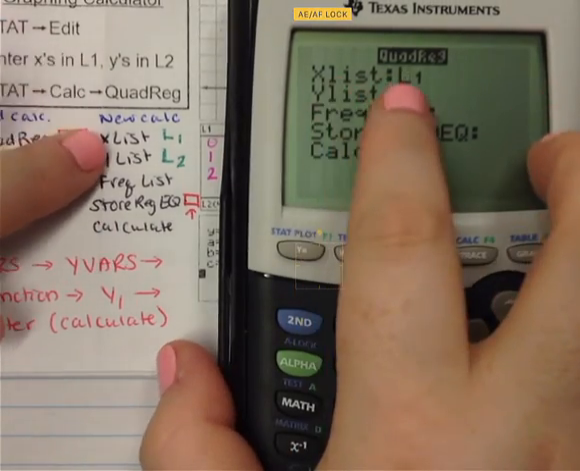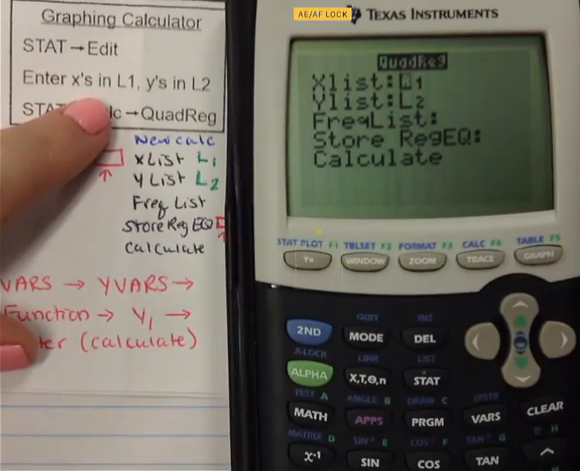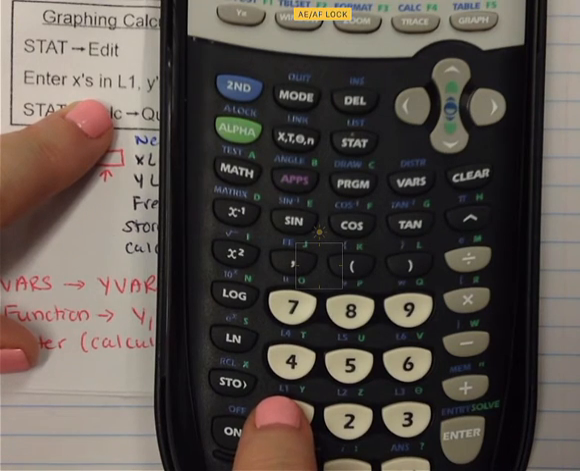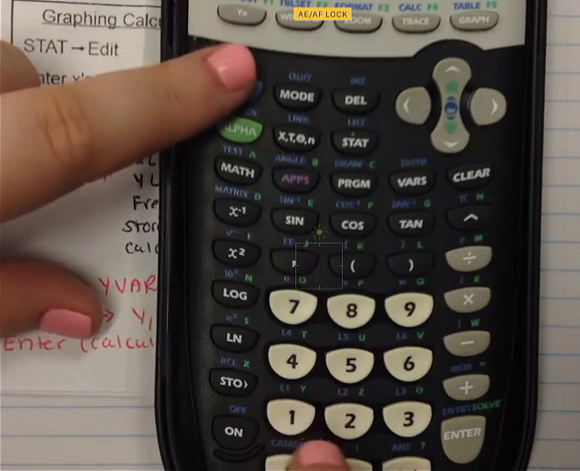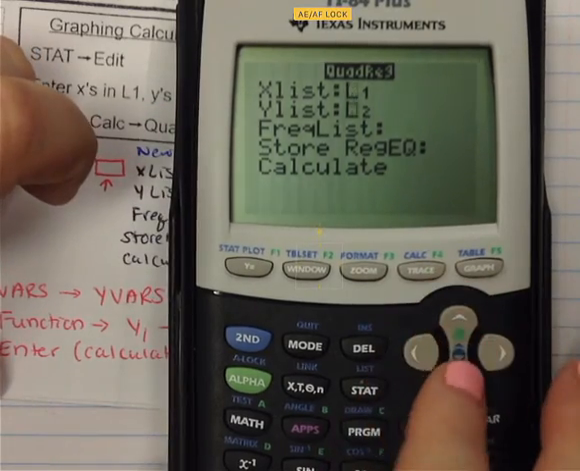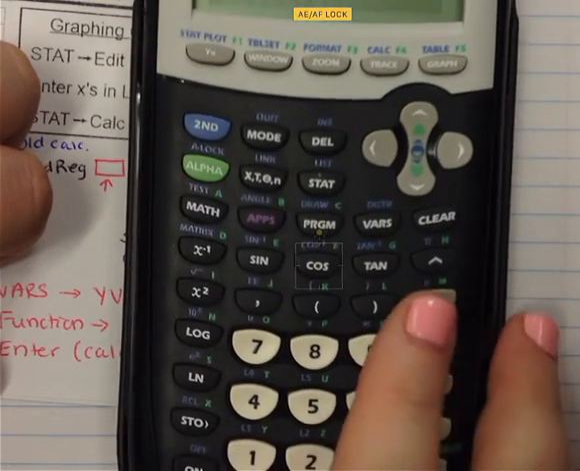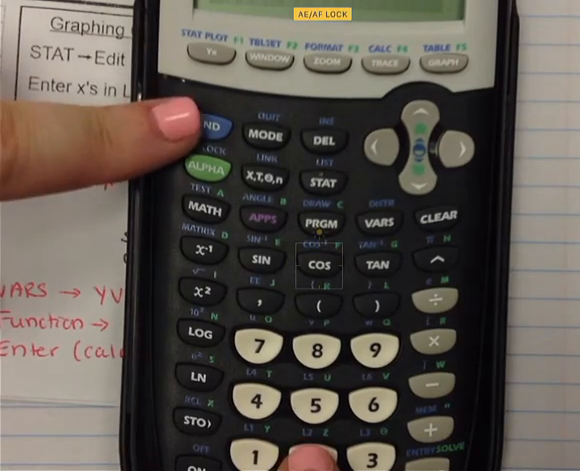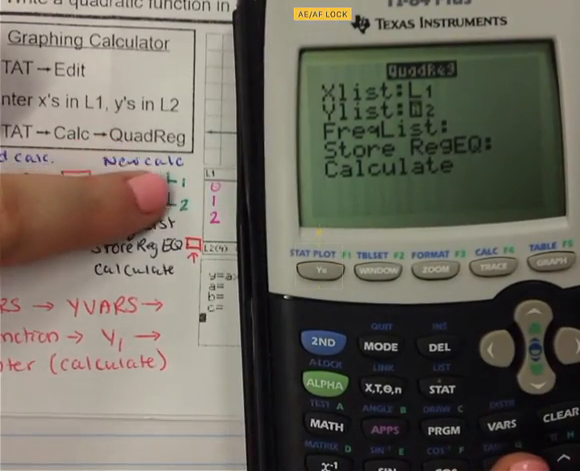In my x list, I do have my L1 because my L1 is where I had all of the x values. If that's changed, or if you accidentally delete that, you can come down here. You see where it says L1 in blue right here? You can press the second key and press L1. And then the Y list should say L2 because that's where we put our Y values. And again, if that ever gets deleted on accident, sometimes you can delete it. You can come down here where it says L2 on number 2. You can press the second key and then L2 and it brings that back up. So as long as those are in there, we should be good.